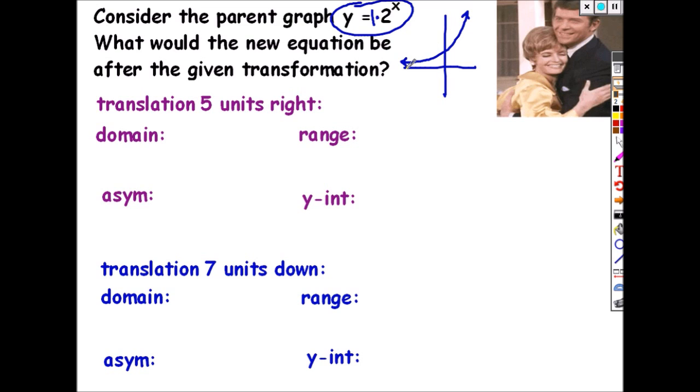So if this is my parent function, I want you to think about what this equation would look like if I translate it 5 units to the right, and what I'd have to do to that equation if I want the parent graph to translate 7 units down. So pause the video, think about what the new equations would look like.